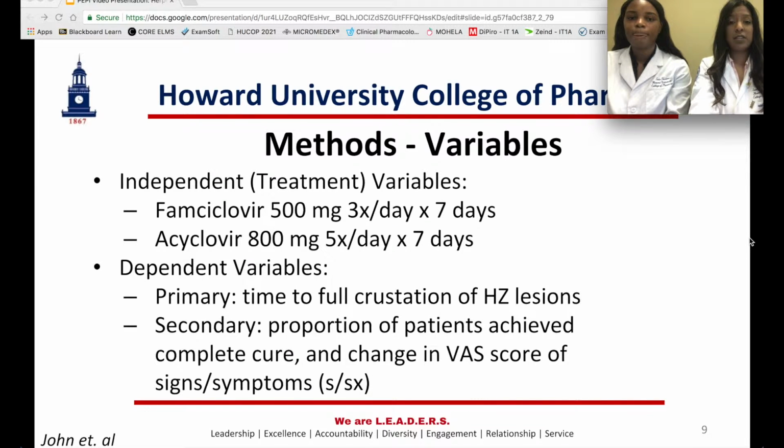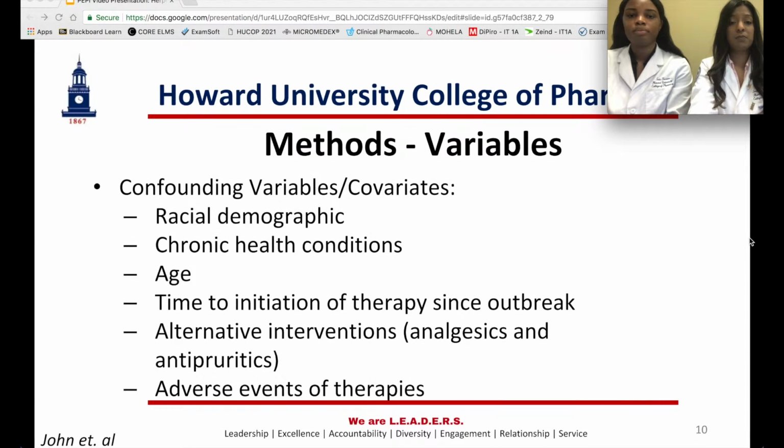And so to get into the variables, the independent or treatment variables were either famciclovir 500 milligrams 3 times a day for 7 days, or acyclovir 800 milligrams 5 times a day for 7 days. The dependent variable, the primary outcome, was the time to full crusting of the herpes zoster lesions. And the secondary outcomes that the study also assessed were the proportion of patients who achieved a complete cure, and a change in VAS scores of the signs and symptoms.